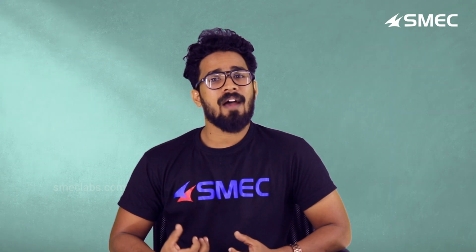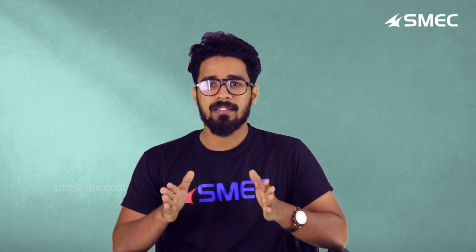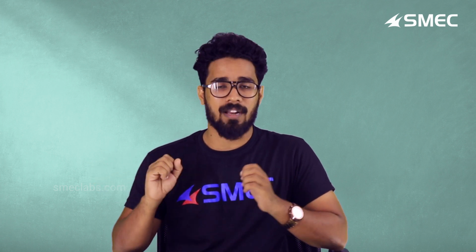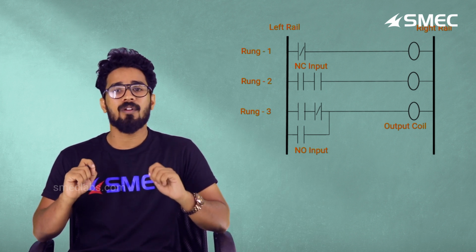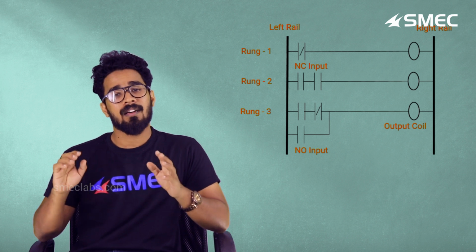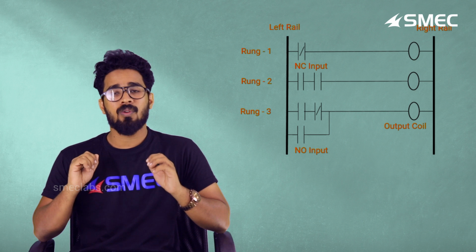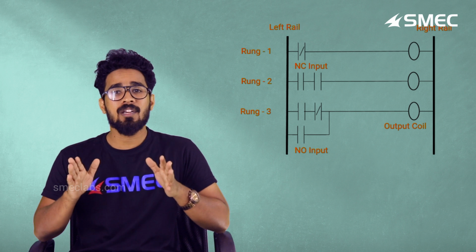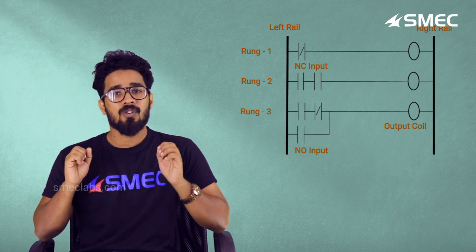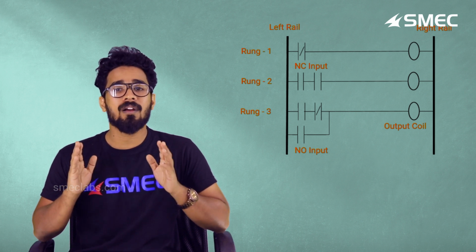Now I have said that we have to place the contacts in the rungs, right? So we have two main contacts, that is the NO contact and the second one is the NC contact. NO stands for normally open and NC stands for normally closed, and then the output coil. Let's see how an NO works. Normally open means it is initially in the open state. The circuit is not closed. So when we turn on or energize the coil, the circuit will be closed.